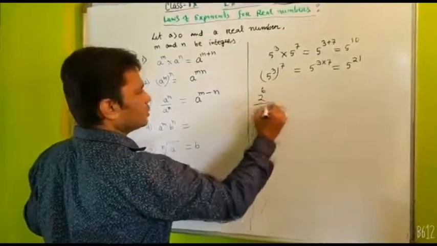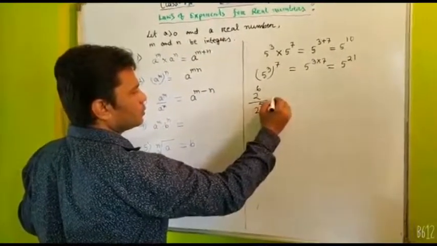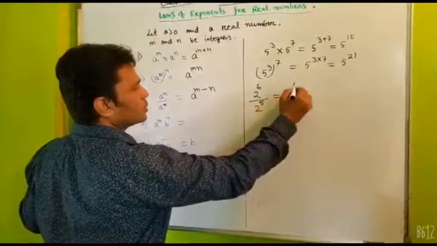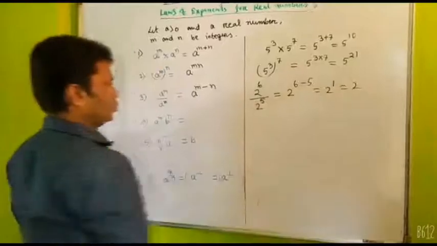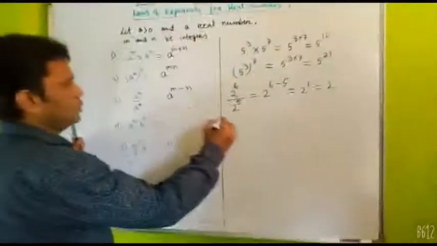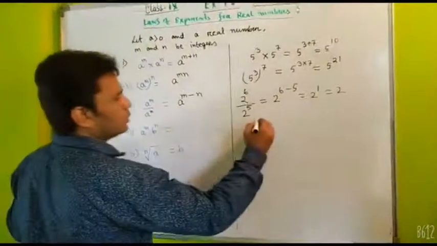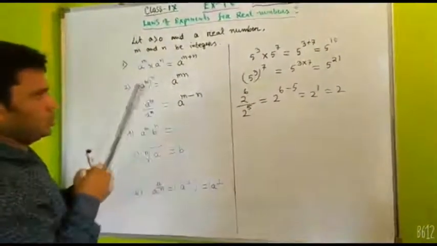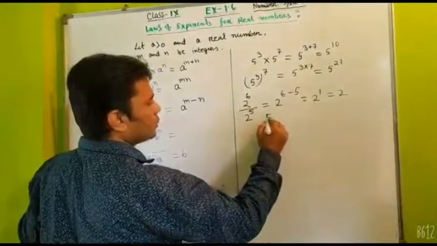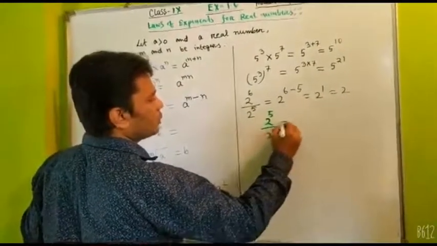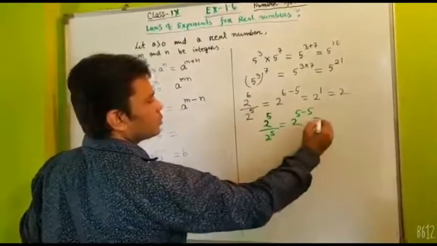One thing we can find from here, suppose 2 to the power 5 divided by 2 to the power 5. Then we will get 2 to the power 5 minus 5, that is equal to 2 to the power 0. But we know both are same, numerator and denominator are same, so it is equal to 1. So the value of this one is also 1. Therefore 2 to the power 0 is equal to 1.